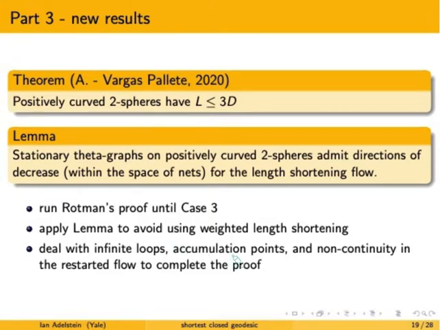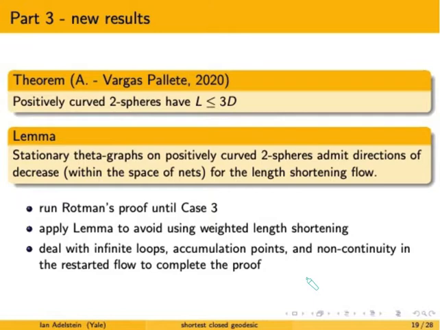Another situation is accumulation points. So it's possible that we are running our contraction, we get to a stationary theta graph, we flow past it, but then we continue to hit stationary theta graphs. Maybe we hit a sequence of them, which accumulate to some limit object. In that situation, we can apply transfinite induction or Arzelà-Ascoli to show that the limit object is again a stationary theta graph. And so we apply our lemma, we flow past this limit object, and we can continue the contraction down to a point.